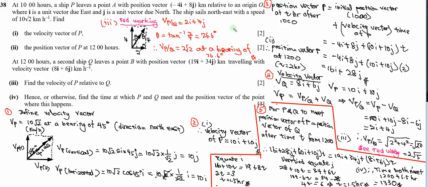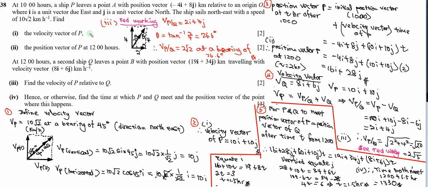Okay, now let's look at another question on relative velocity. This question is using the position vector i and j. In terms of the velocity vector, it also uses i and j. This is slightly different from the previous two questions that I have discussed.